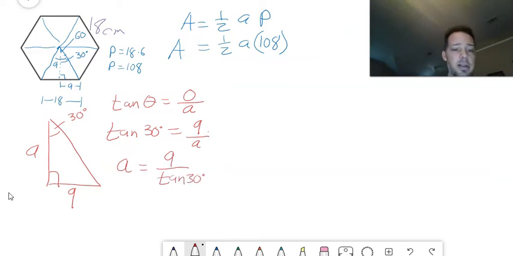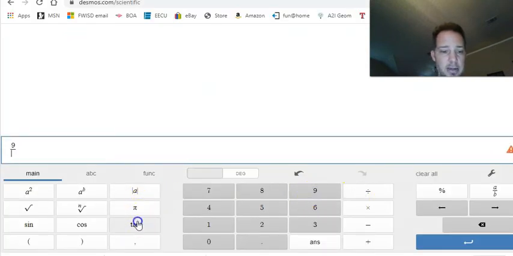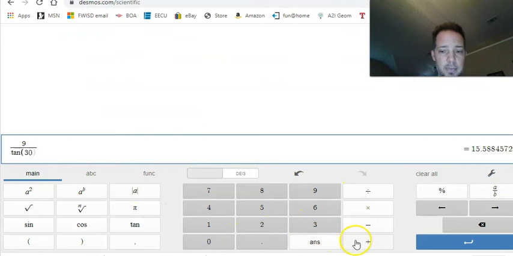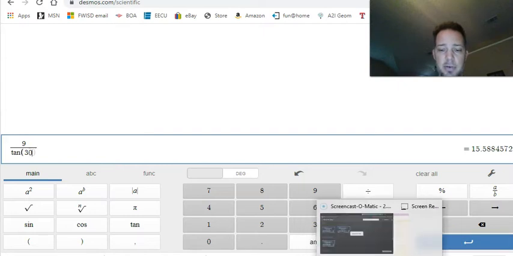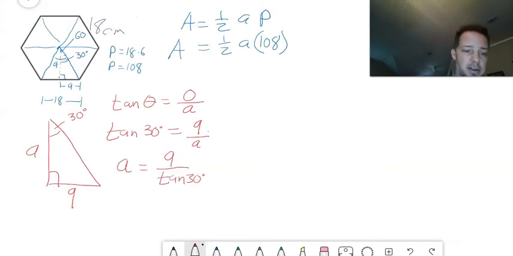And now we can plug this in our calculator to figure out the apothem. So 9 divided by tangent of 30, and we get about 15.59 as our answer for that one. So approximately 15.59. So now let's go ahead and plug that in.